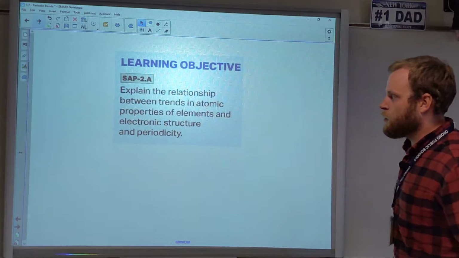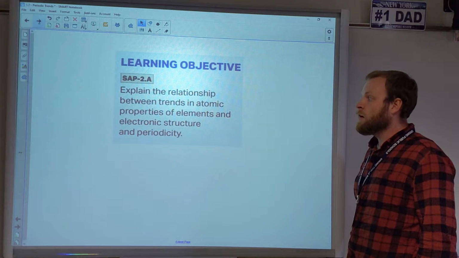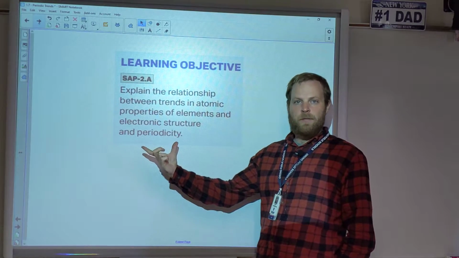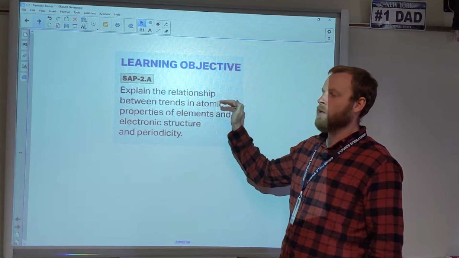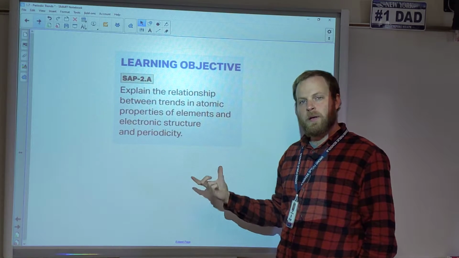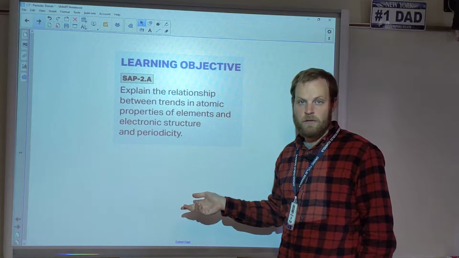So the learning objective is to explain the relationship between trends in atomic properties of the elements, atomic structure, and periodicity. So periodicity, that's a key word you have to know, and that means that every row you go down on the periodic table, the pattern will repeat. So each row on the periodic table is called a period. Periodicity means that every period it repeats.